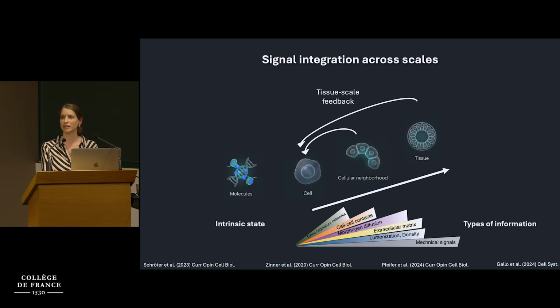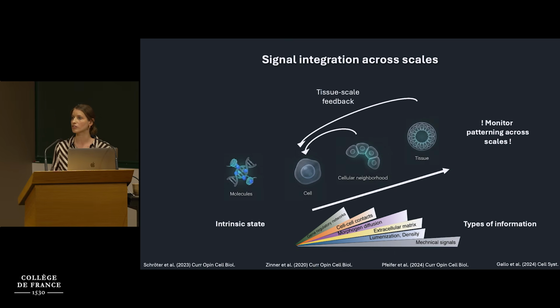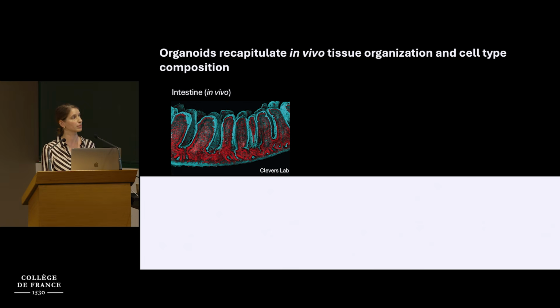So what does this mean for actually understanding the emergence of complexity? We really need to be able to monitor and eventually also manipulate these patterning processes across scales. A model organism that I'm using is the mouse intestine, which was already beautifully explained by Edouard. Briefly, the main bottleneck in the in vivo mammalian system is that it's very hard to really track the regenerative process in the gut.